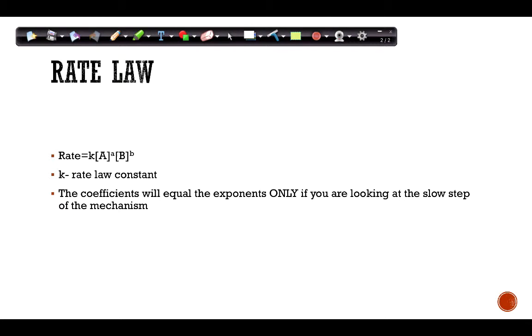So the rate law is written like this: rate is equal to k, the rate law constant, multiplied by some reactant taken to some power, times the other reactant taken to some power. The coefficients will only equal the exponents in this case if you're looking at the slow step. If you remember in equilibrium, we could simply look at the coefficients to get the exponent. But we can't do that unless we know the reaction mechanism, the steps that the reaction goes through. Rate is determined by the slowest step in our reaction, which is why we can only look at the slow step for the rate law.